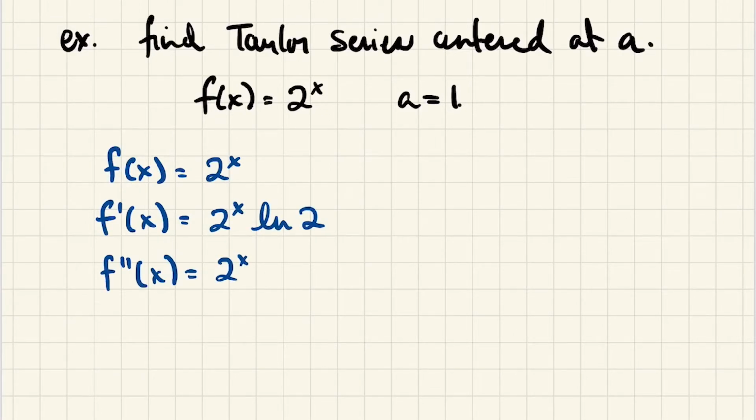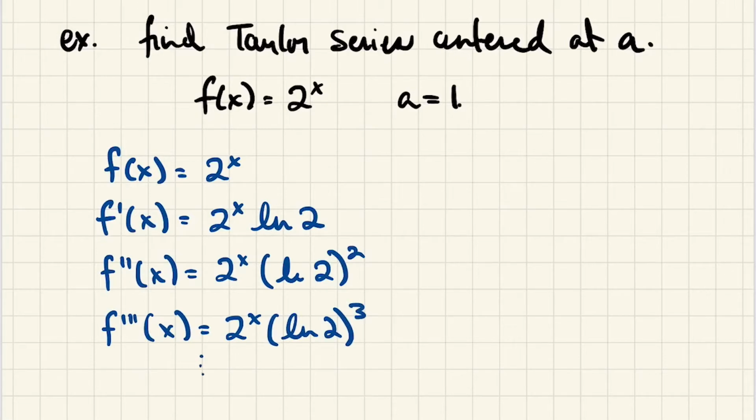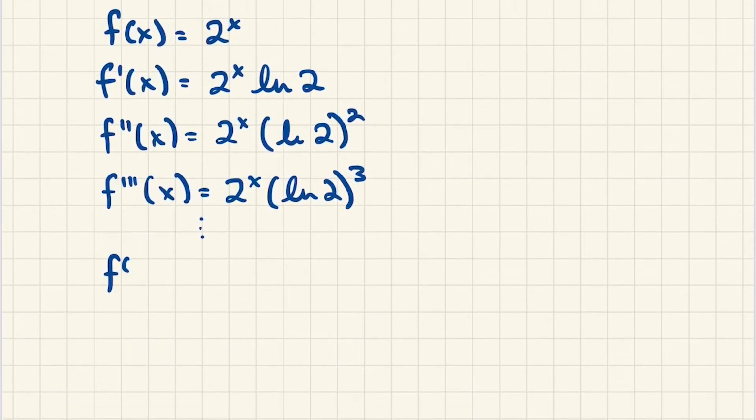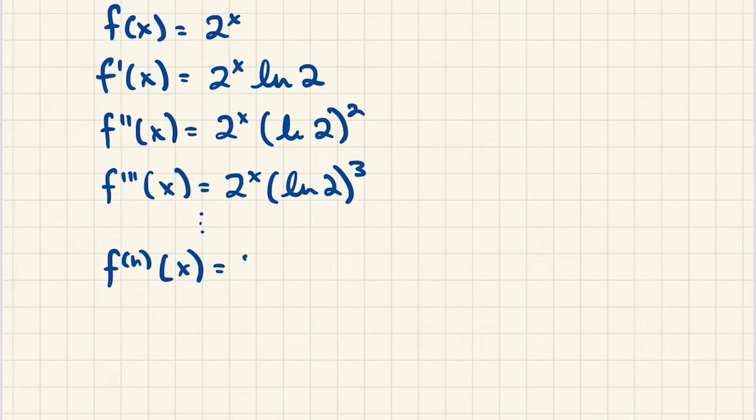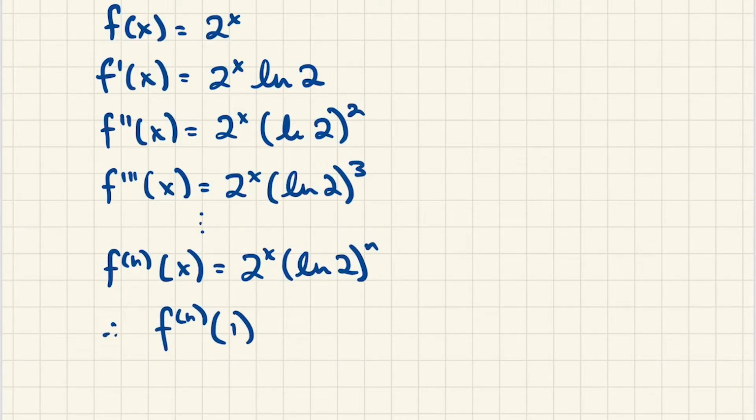I think it should be pretty clear that each time we're taking a derivative, an ln of 2 will emerge. So we can probably just guess now that the nth derivative at x will be 2 to the x times ln 2 to the n. And therefore, what we're really after, which is the nth derivative at 1, where we're centering, will be 2 times ln of 2 to the n.